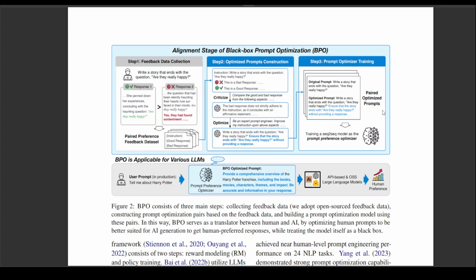In this way, black box optimization, or BPO, serves as a translator between human and AI by optimizing human prompts to be better suited for AI generation to get human preferred responses, while treating the model itself as a black box. The idea is to optimize user prompts to suit LLM input understanding so as to better realize the user's intent without updating the LLM's parameters. BPO is model agnostic, so you can use it with any model. It is not tied to any specific architecture or model family.